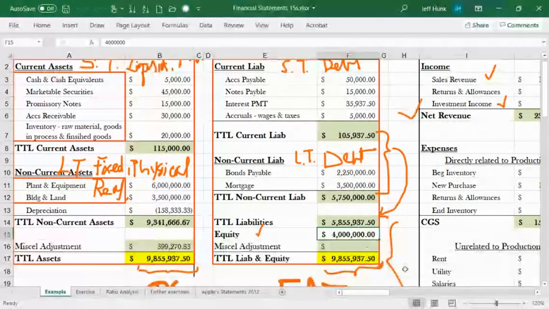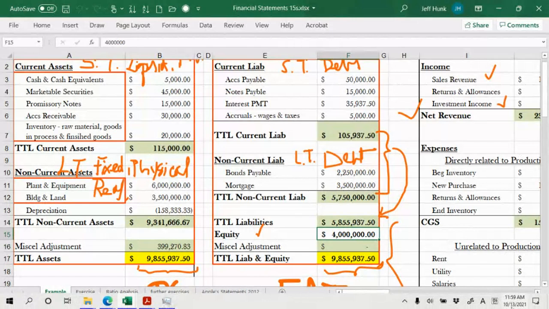But before assets, you have to raise capital, and that's why I'm saying the purpose of the balance sheet is to describe the capital structure.